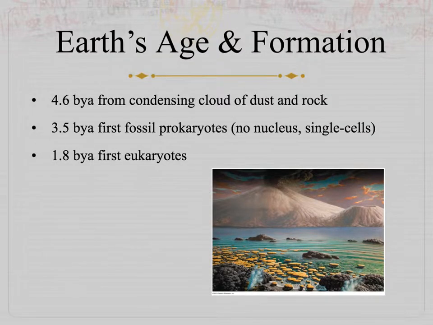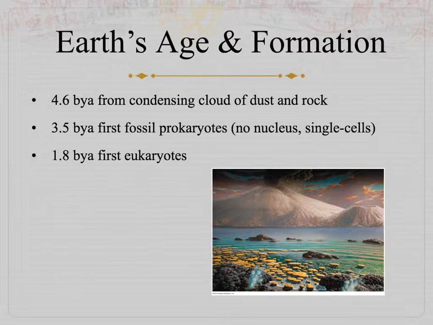So let's start with Earth's age and formation. Most scientists will agree that Earth started forming about 4.6 billion years ago, that's the BYA, from a condensing cloud of dust and rock that was spinning around the sun. It isn't until about 3.5 billion years ago, so we've got about a 1.1 billion year time span where no life was on Earth, that we actually start to see the first fossil prokaryotes.